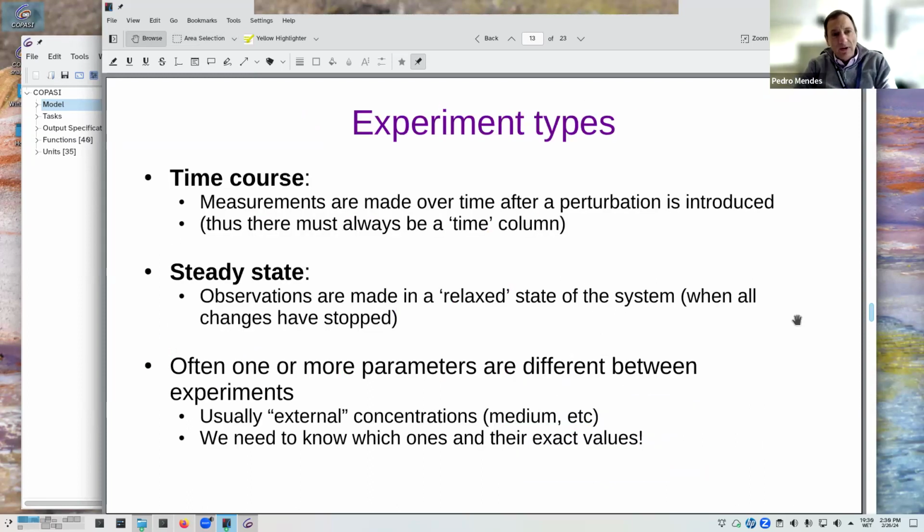Now, when we do parameter estimation, we can apply it to data that was obtained from time course measurements. That is where there was some perturbation and one followed a concentration or an absorbance or a fluorescence of some molecule. Or they could be observations of a steady state, a system which has relaxed and is already in a resting state. And in COPASI, you can actually combine measurements from time course experiments with measurements from steady state experiments.